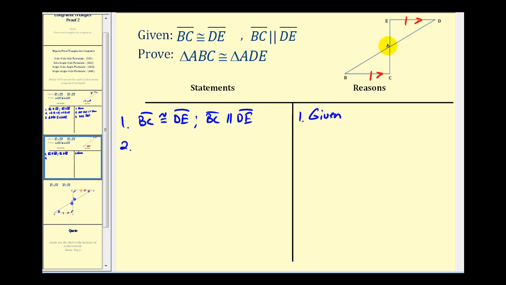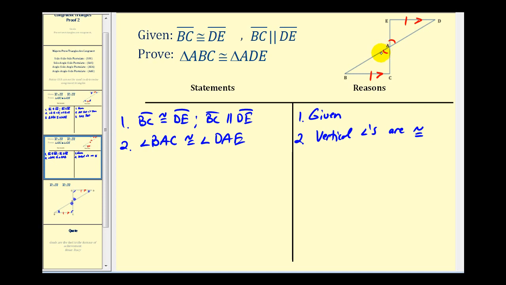Now let's state that these vertical angles are congruent. So angle BAC is congruent to angle DAE. And the reason is that vertical angles are congruent. Let's go ahead and mark that. So we have this angle is congruent to this angle.